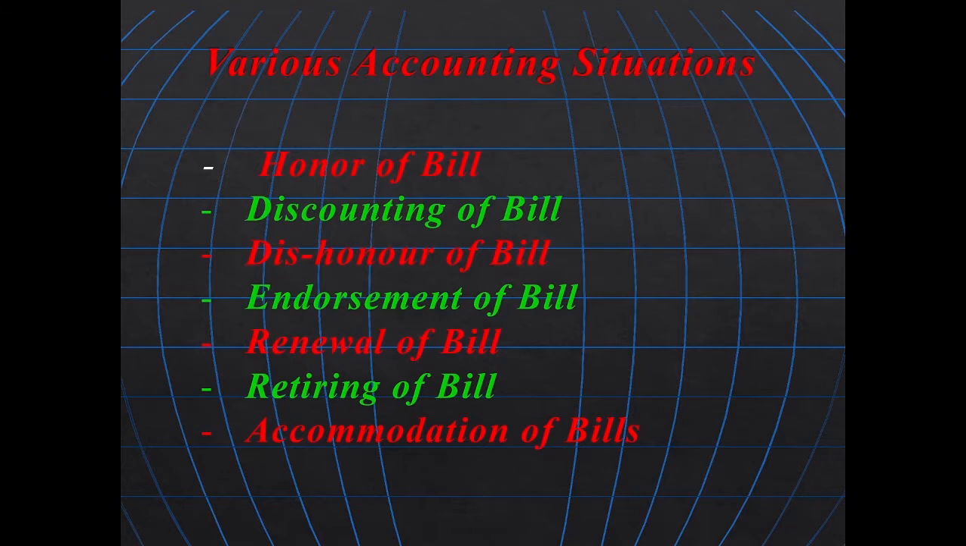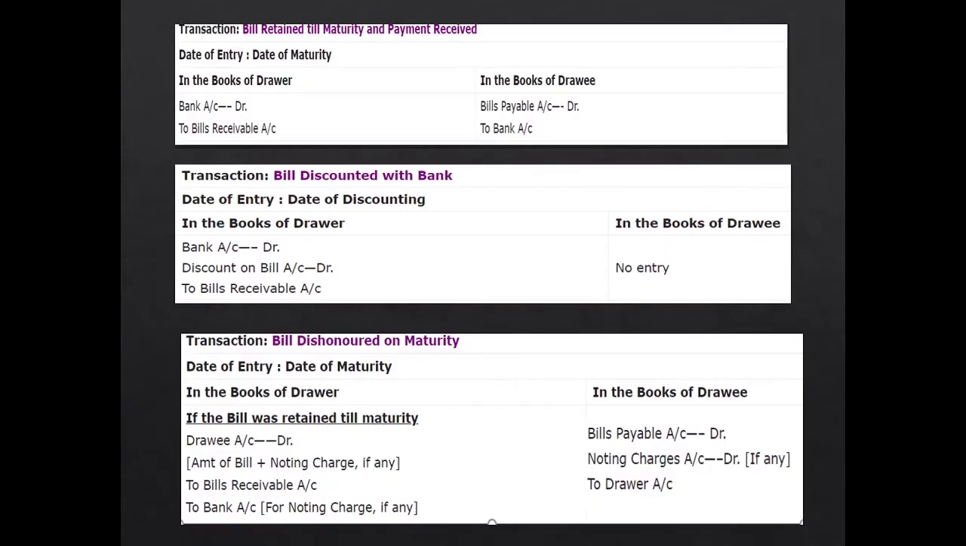Situations arise when A is unable to pay the money, or when B is unable to pay the money. For that purpose, we pass journal entries. These are the various situations in which we are going to pass journal entries. I have selected a few journal entries for your reference. Please note them down and learn them by heart. First, the bill retained till the maturity period.